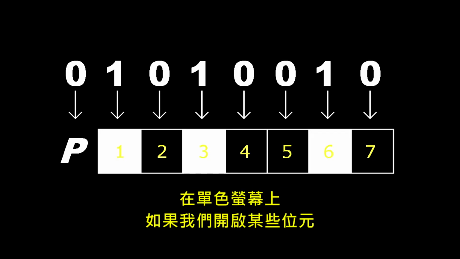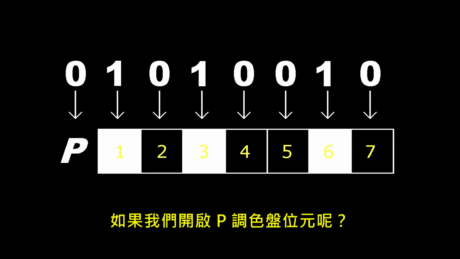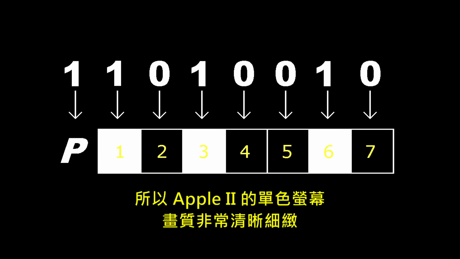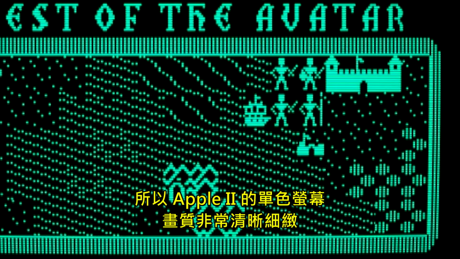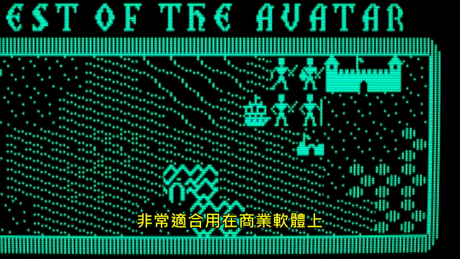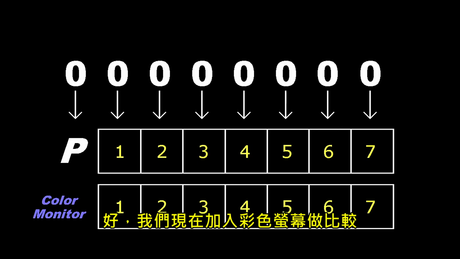On a monochrome monitor, if you turn on some bits in memory like this, the corresponding pixels will turn on and you'll get the result you pretty much expected. So what happens when we toggle this bit on and off? Pretty much nothing. So on a monochrome screen, the Apple II had a very crisp graphics display and was generally great for business applications. Okay, now let's add a color monitor for comparison.